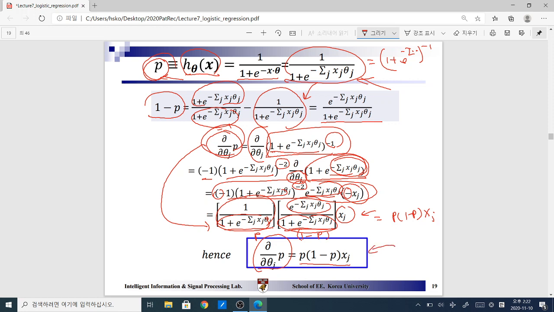Okay, so we arrive at this conclusion: if you take the partial derivative of this hypothesis function, or this prediction, which we call p, with respect to theta sub j, it's going to give you this.